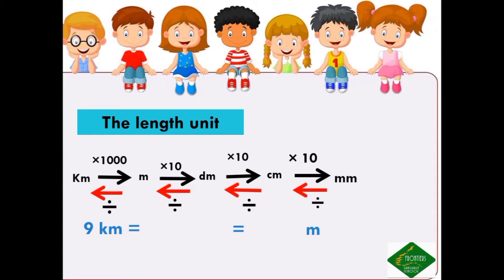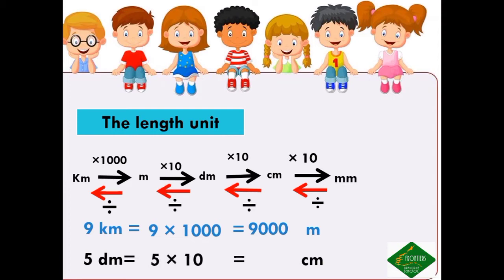Example: if I want to convert 9 kilometer equals dots meter, from kilometer to meter I multiply, because kilometer is a bigger unit. So from a bigger unit to a smaller one, I multiply. So I write 9 times 1000 equals 9000 meter. 5 decimeter equals dots centimeter. From decimeter to centimeter, from bigger unit to smaller one, I multiply by 10. So 5 times 10 equals 50.